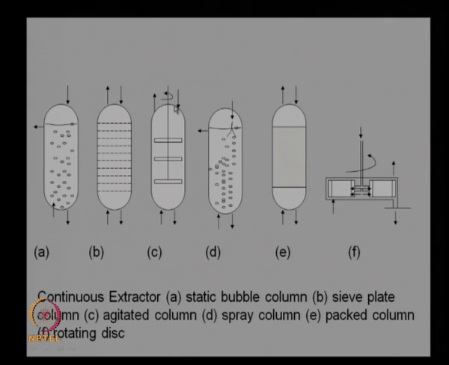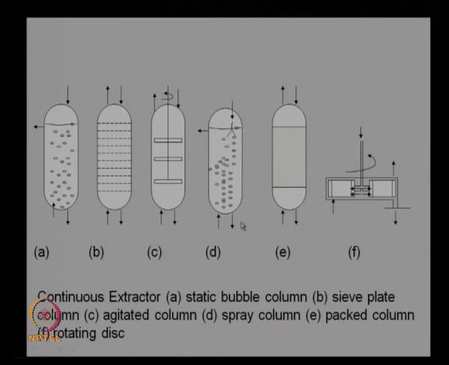The third design is the agitated column. So you have a tall column and an agitator with many blades. The agitator rotates, so at each level there is mixing taking place between the two phases, and there is intimate contact and mass transfer takes place.